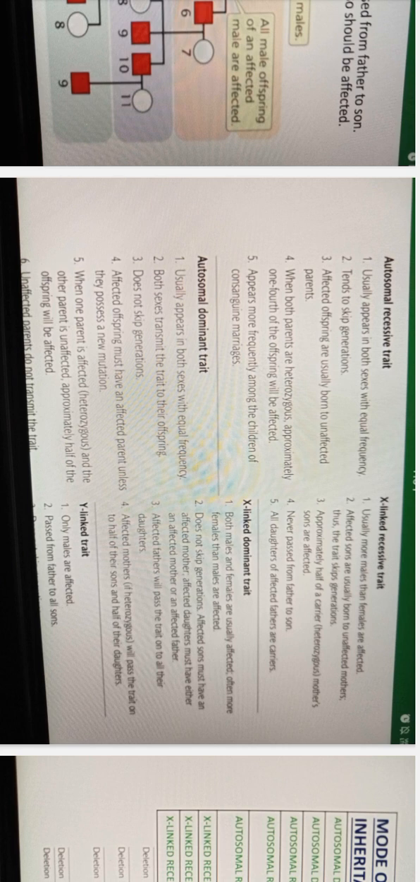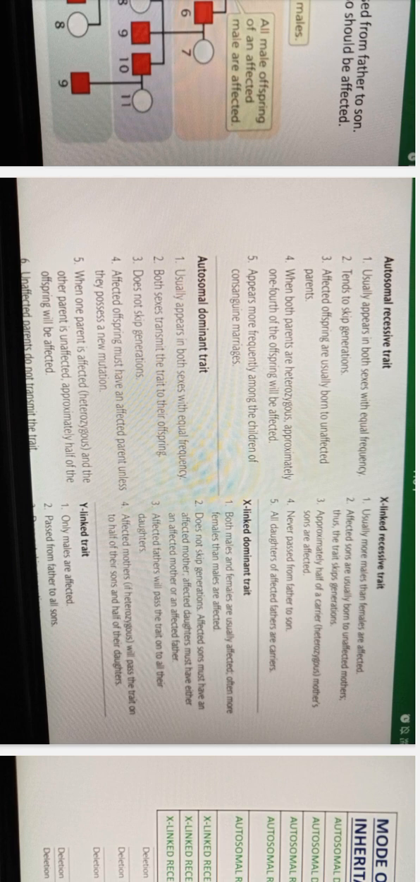An autosomal recessive trait usually appears in both sexes with equal frequency and tends to skip generations. Affected offspring are usually born to unaffected parents. When both parents are heterozygous, approximately 1/4 of the offspring will be affected. That is autosomal recessive. Then X-linked dominant.